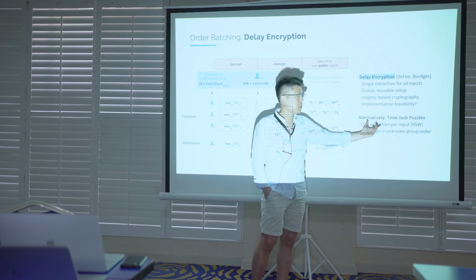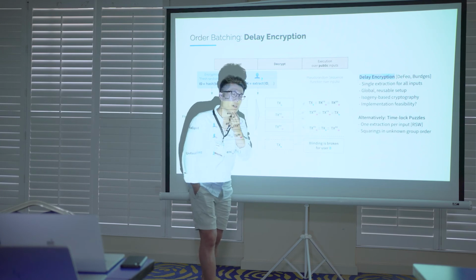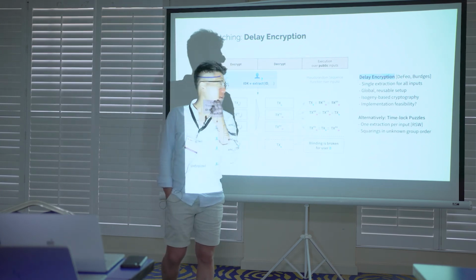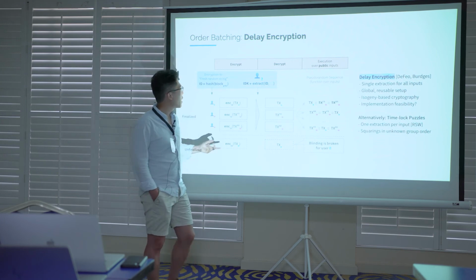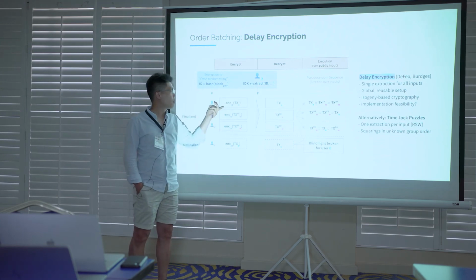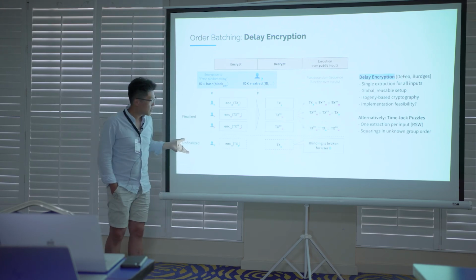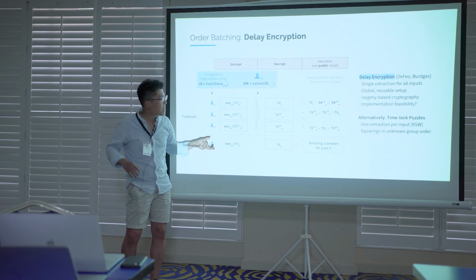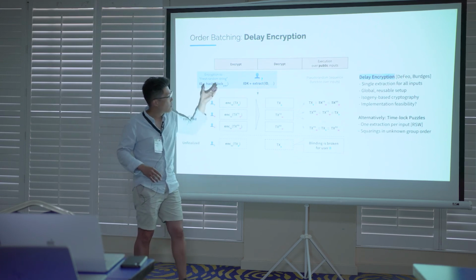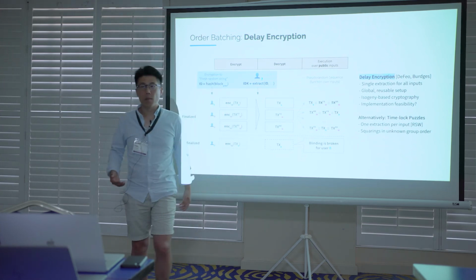Alternatively, we can use much simpler primitives. We can just use time lock puzzles where you have D squarings in an unknown group order, the RSW time lock puzzle. But that requires this agent to perform as many extractions as we have inputs in a given round. We still have the same problem as before. If the encrypted transaction in the mempool doesn't actually make it into the blockchain, and the round expires, that transaction becomes public.